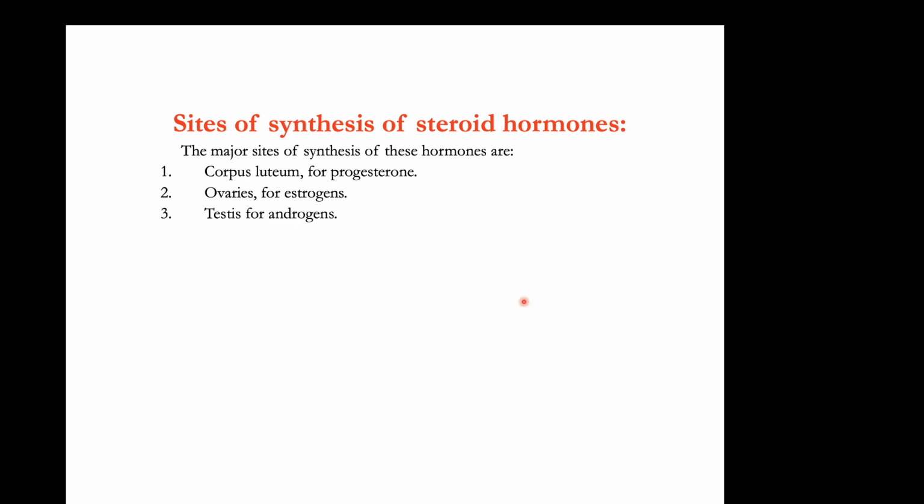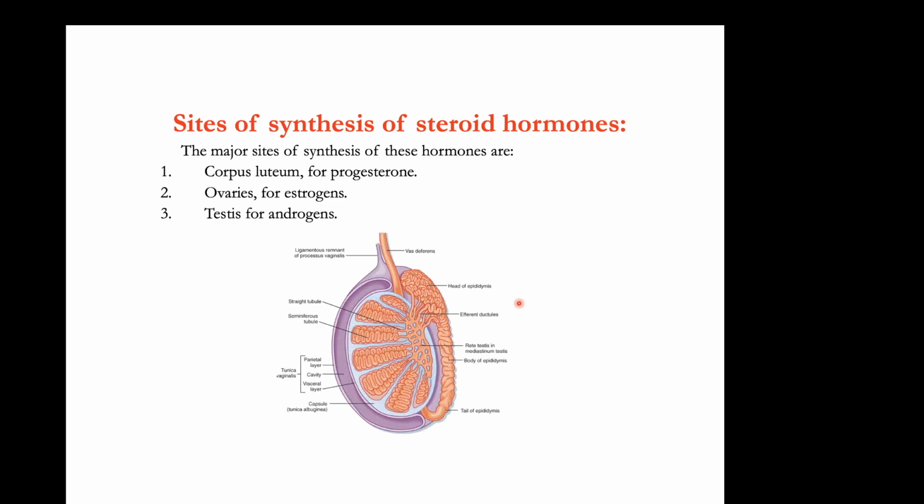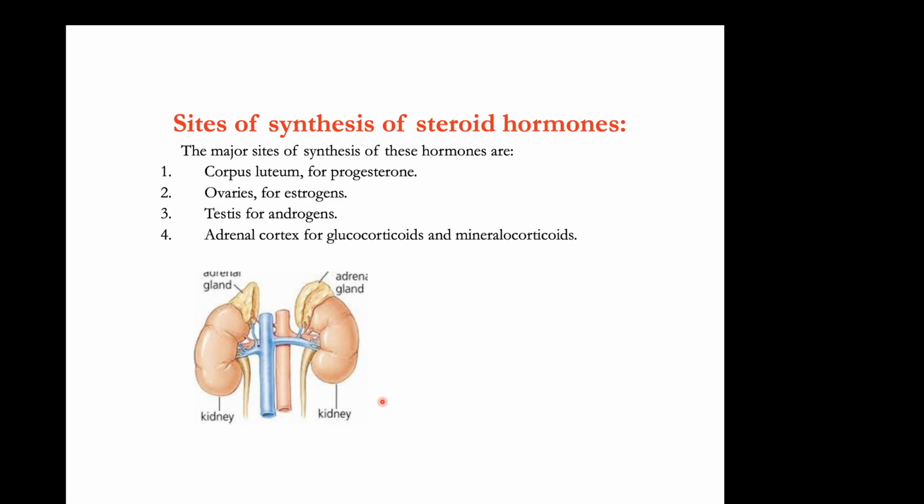The primary androgen, testosterone, is synthesized in the testis, in the Leydig cells. This is the structure of a testis. And lastly, the glucocorticoids and mineralocorticoids are synthesized in the adrenal gland. The adrenal gland is present over the kidney. If you see this, these are the adrenal glands. This is the kidney. These are the kidneys.